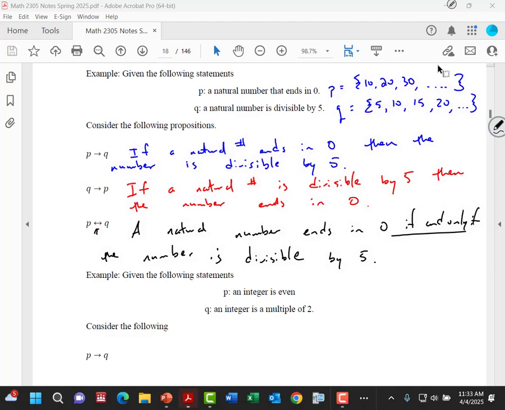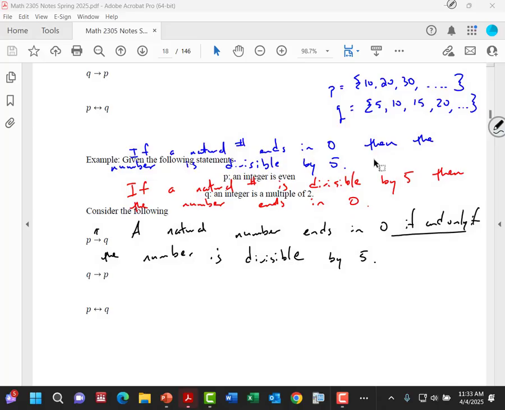Now, what am I simply doing with this example right here? I'm practicing converting these statements into words. I'm not saying that any of these conditional statements are true or false. Okay, I would leave it to you to actually think it through and see if any of these three are true or false. But we are simply practicing writing them out in English. Okay?